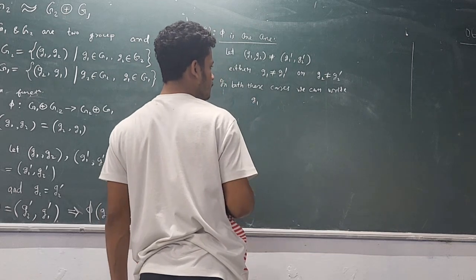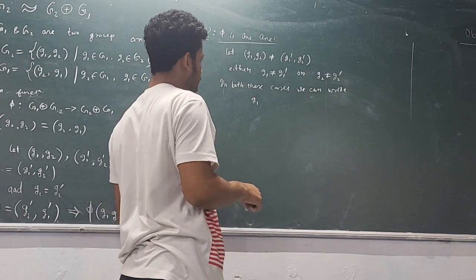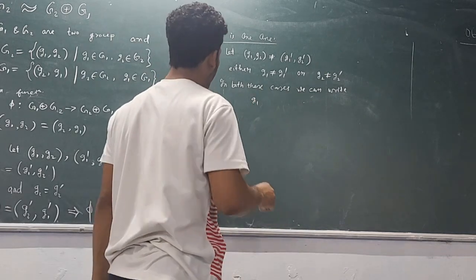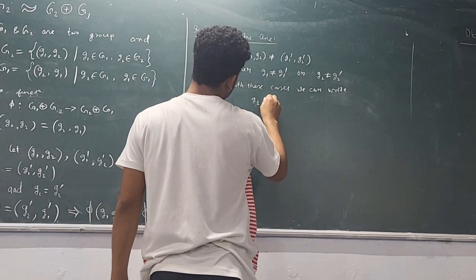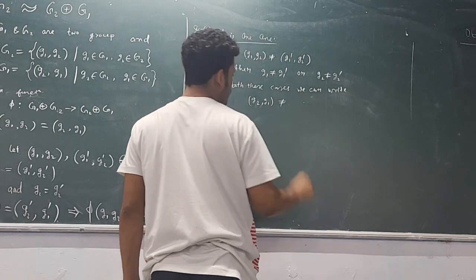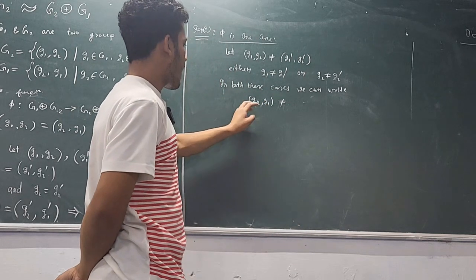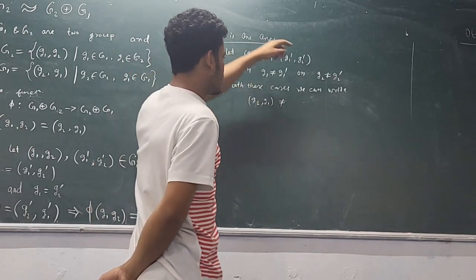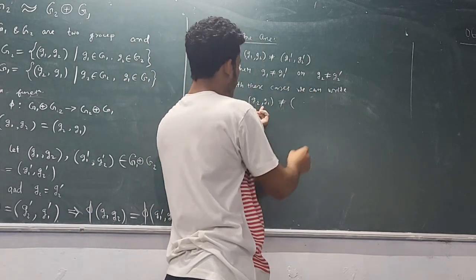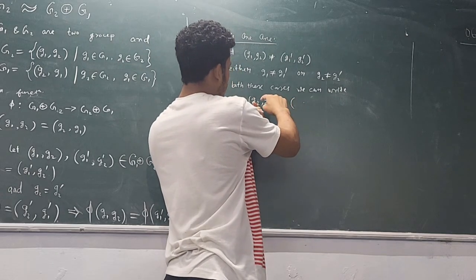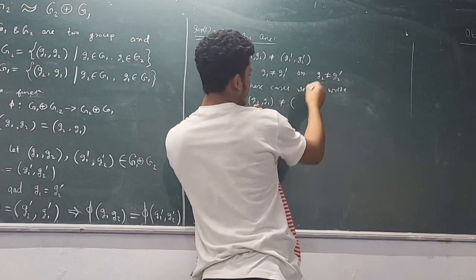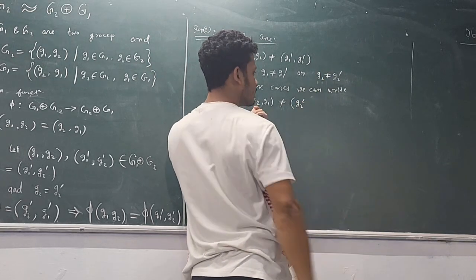G1. We are going to show what? Images are not equal. G2, G1 not equal to G2, G1. If G2 is not equal to G2 dash, we can write not equal. So write here an element in place of G2, write an element which is not equal to G2, that is G2 dash.